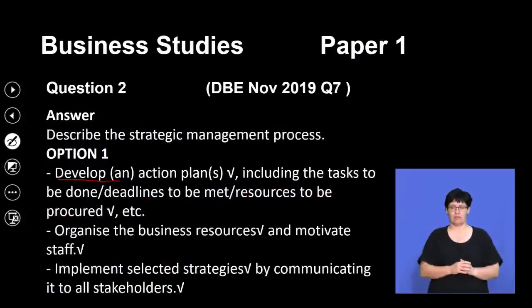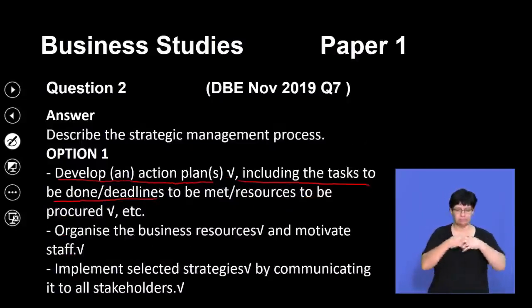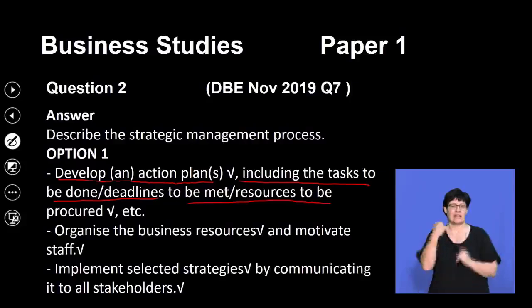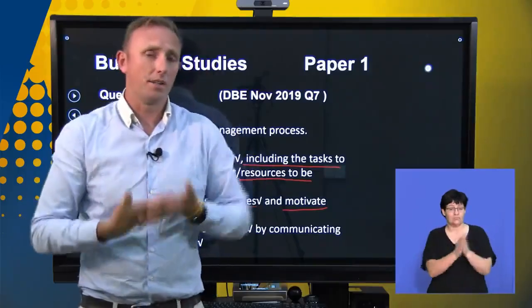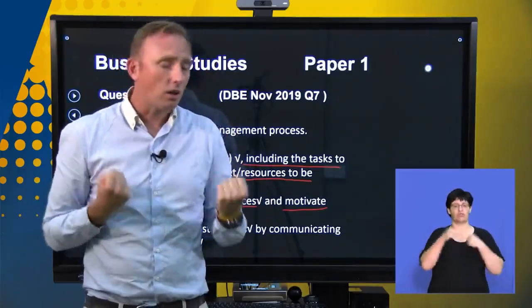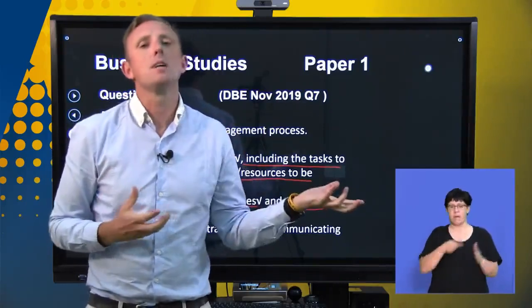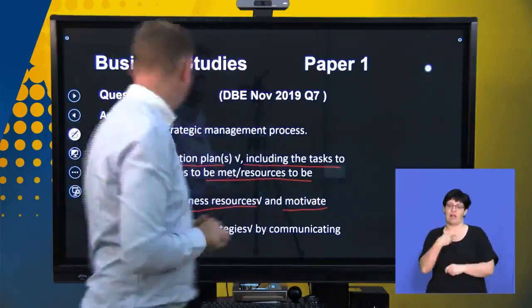Still on option 1, we can develop action plans, including the tasks to be done or deadlines to be met, and what resources need to be procured. We need to organize the business resources and motivate our staff. If we don't motivate our staff for a strategy, they're not going to want to buy into it. If they don't buy into it, then the strategy, unfortunately, is going to fail.